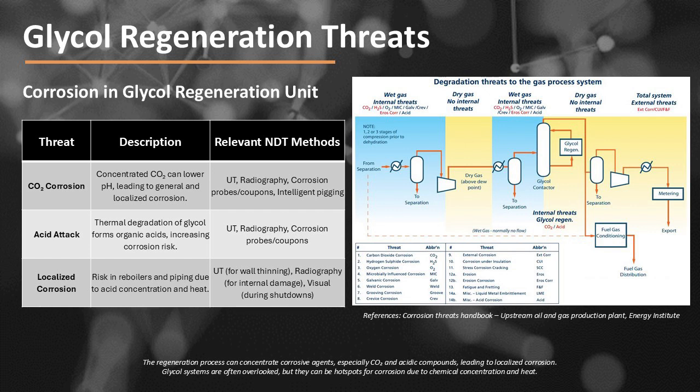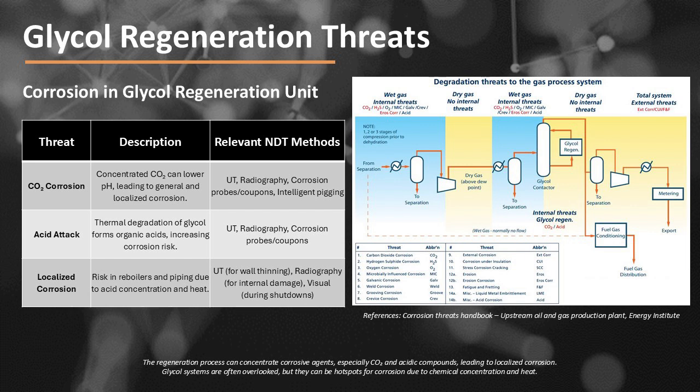Glycol regeneration threats. Corrosion in glycol regeneration unit. Number 1 is CO2 corrosion threat. Concentrated CO2 can lower pH, leading to general and localized corrosion. Relevant NDT methods to detect CO2 corrosion: ultrasonic thickness test or UT, radiography, corrosion probes or corrosion coupons, and intelligent pigging.